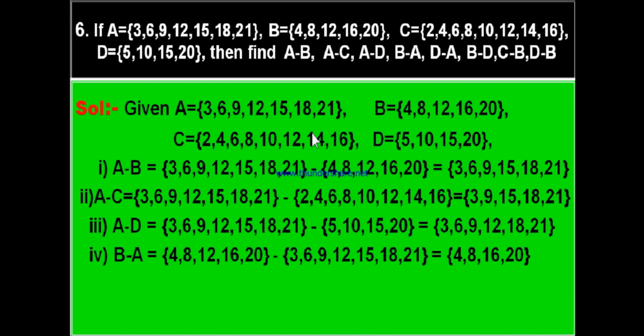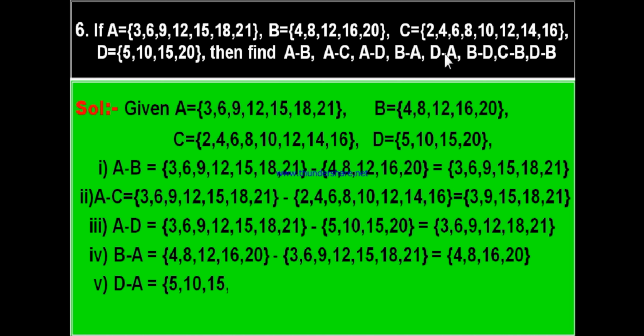B minus A means first write B set 4, 8, 12, 16, 20 minus A set of 3, 6, 9, 12, 15, 18, 21. Now 4 not there in second set, therefore write 4. 8 you could not find 8 in the second set, therefore write 8. 12 is there, leave it. 16, there is no 16 here, therefore write 16. And 20, there is no 20 in the second set, therefore write 20 also. Then B minus A is equal to set of 4, 8, 16, 20.